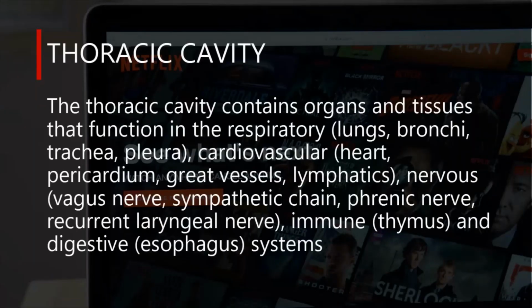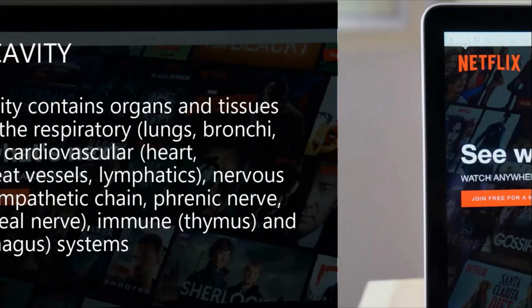The thoracic cavity contains organs and tissues that function in the respiratory system: the lungs, the bronchi, the trachea, the pleura. In the cardiovascular system, we have the heart, pericardium, the great vessels, and lymphatics. In the nervous system, the vagus nerve, sympathetic chain, the phrenic nerve, and the recurrent laryngeal nerve. Immune: thymus. And the digestive: esophagus.